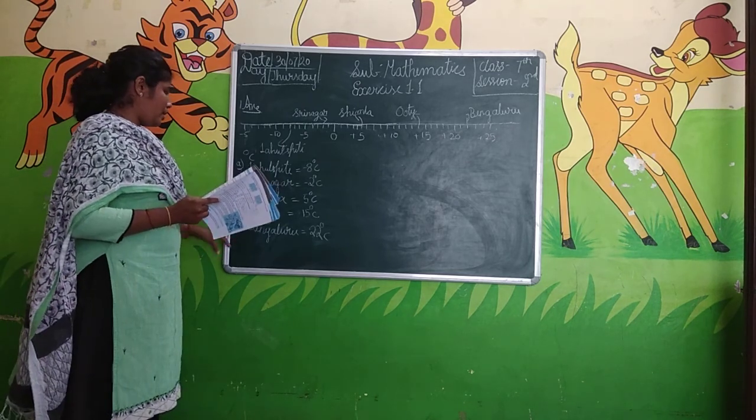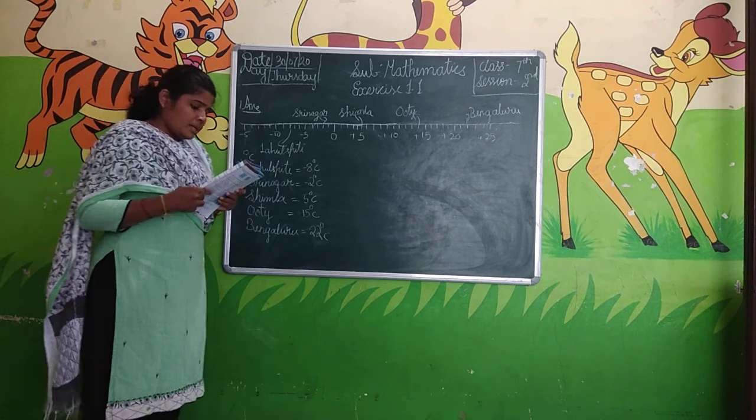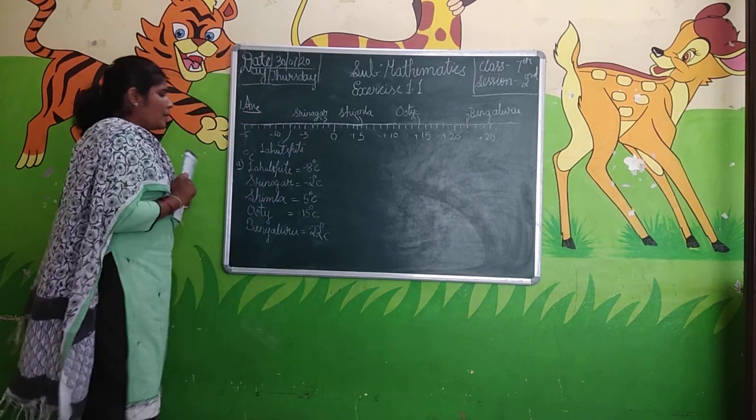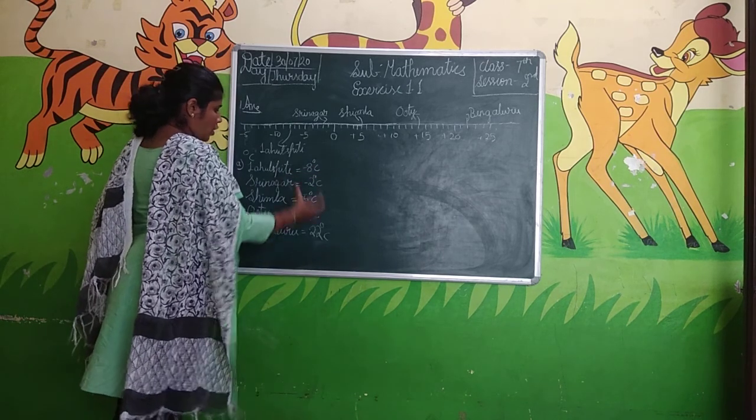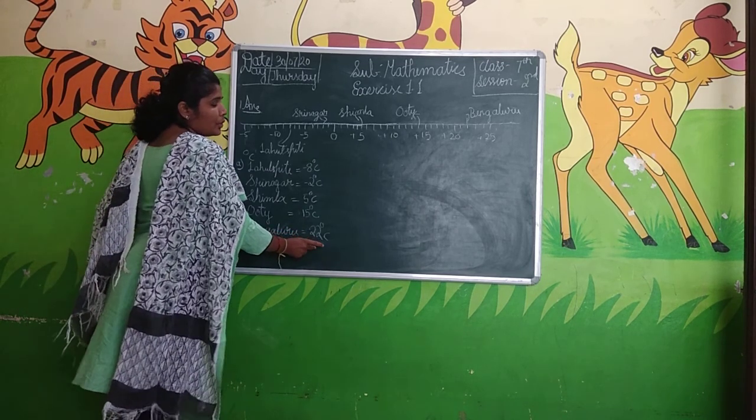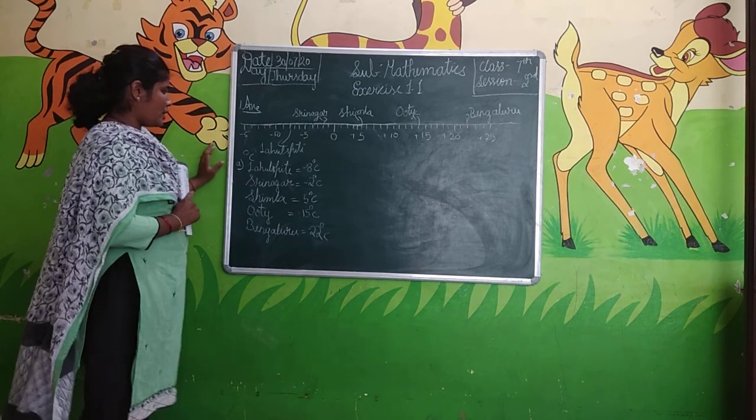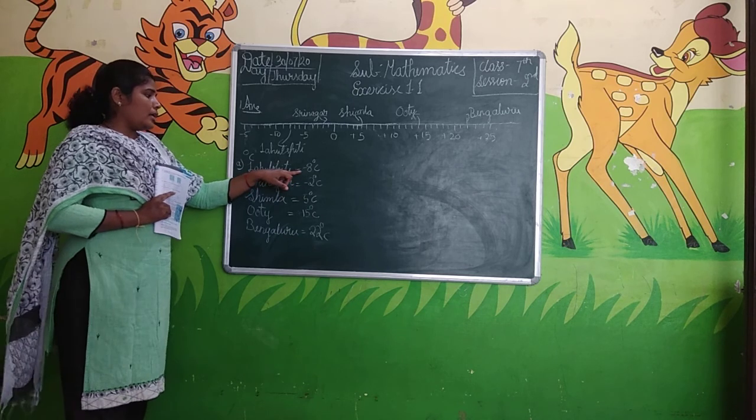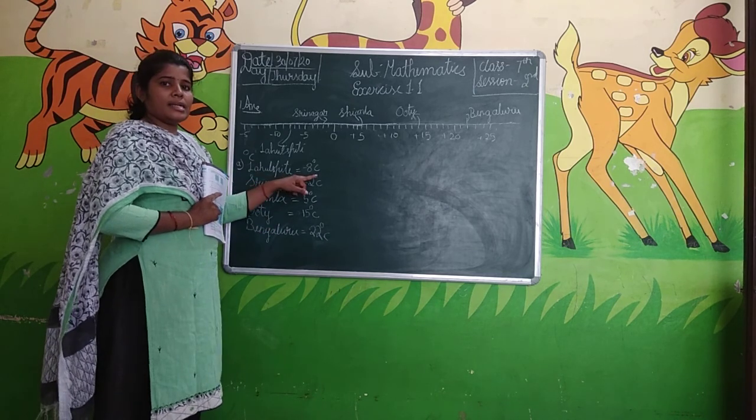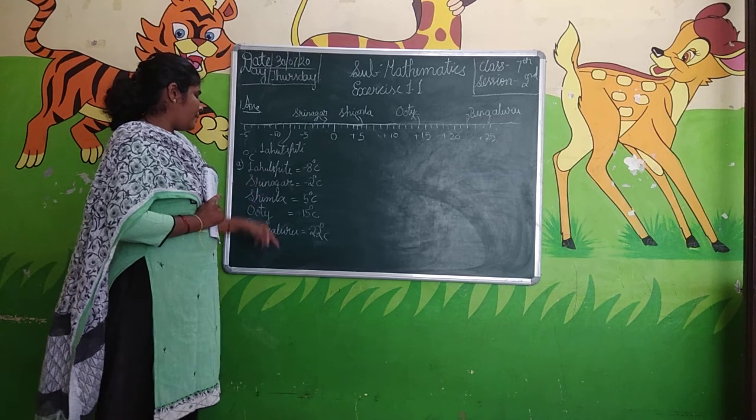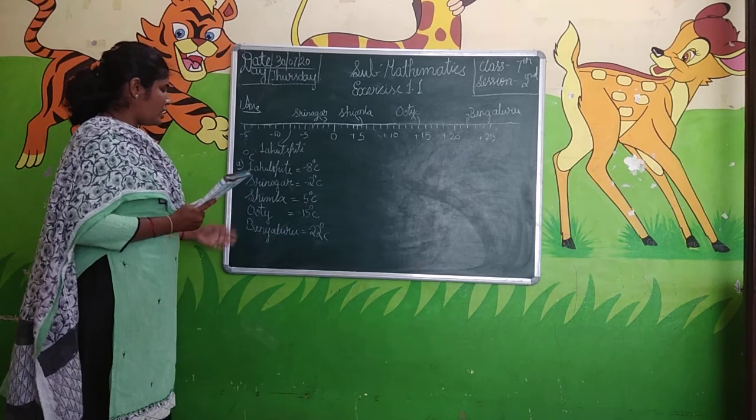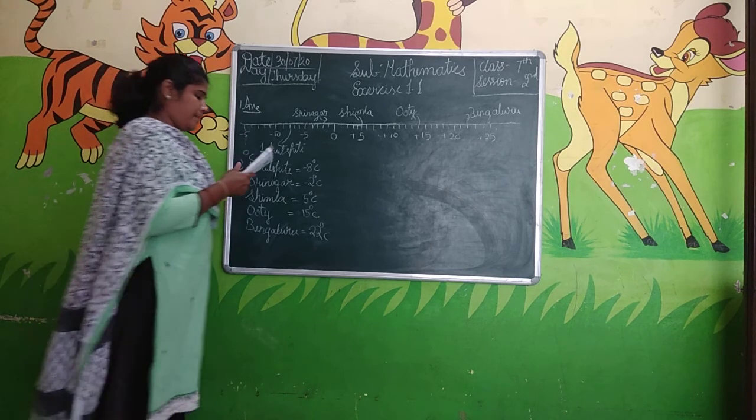Okay, that is the answer for the first question. Next, question B: what is the temperature difference between the hottest and the coldest among the above? By comparing these 5, which is the hottest place here? Bangalore, because in Bangalore we have 22 degree Celsius. And the coldest is minus 8 degree Celsius, because it is below 0 degrees. So we consider minus 8 degree Celsius the coldest place, and Bangalore at 22 degree Celsius the hottest city. We have to find the difference of these two and write the answer.